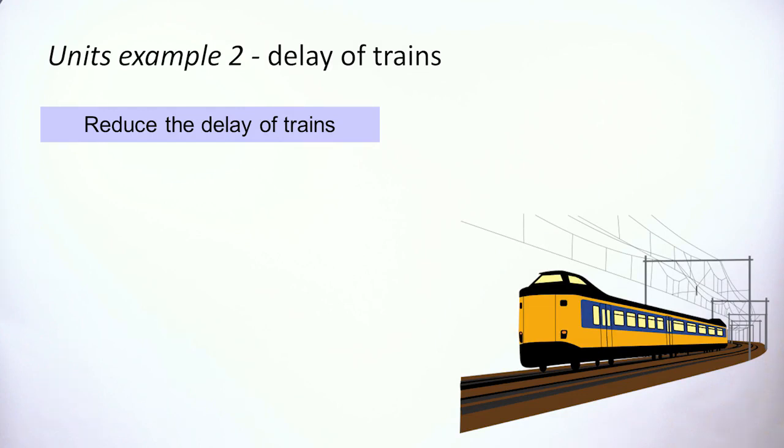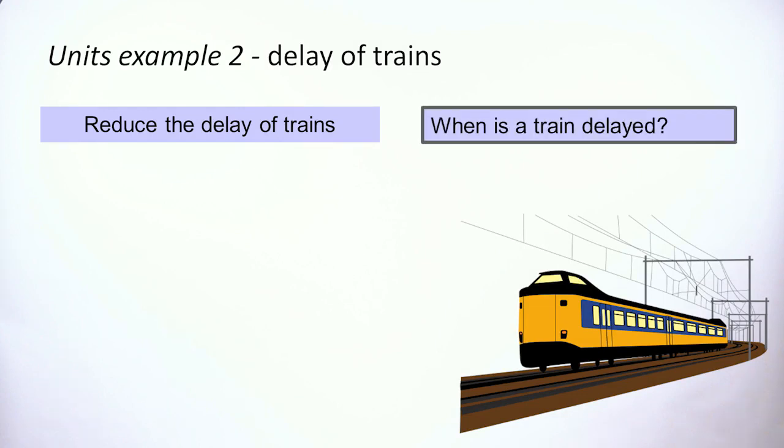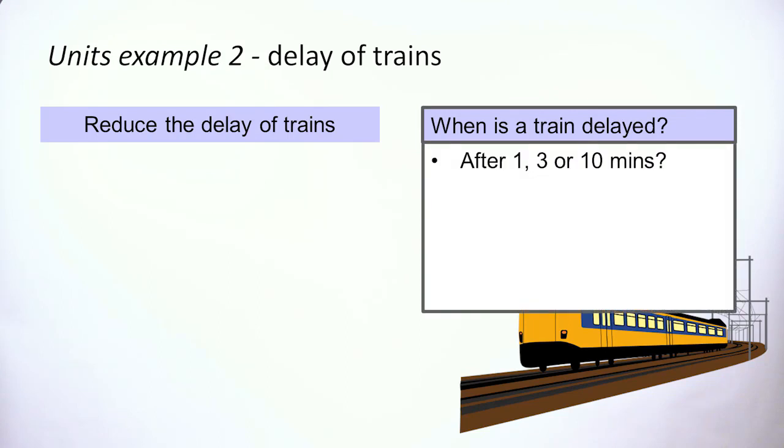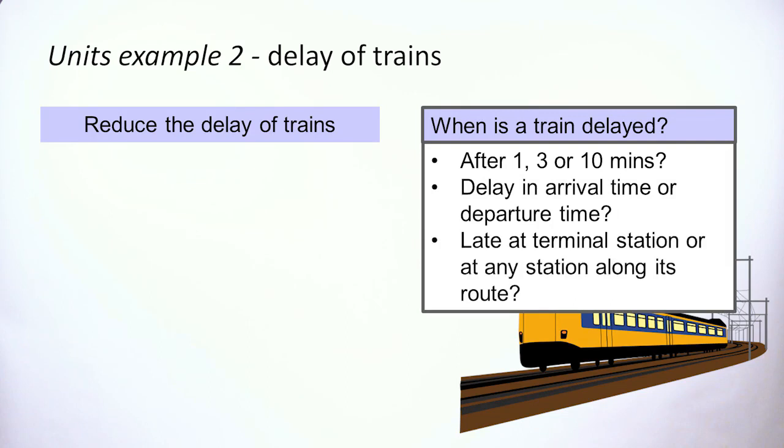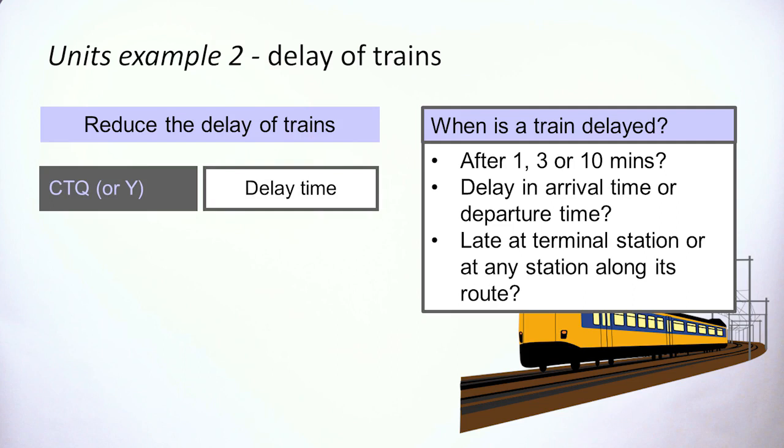For that, you first need to answer the question, when is a train delayed? And this can be a point of discussion, because is the train delayed when it is 1 minute late, or when it's more than 3 minutes late, or when it's more than 10 minutes late? Is it delayed when it has a late arrival but an on-time departure? Is it delayed when it reaches the terminal station too late, but it was on time on all the stations that were en route? So, measuring your CTQ delay time is not so easy.